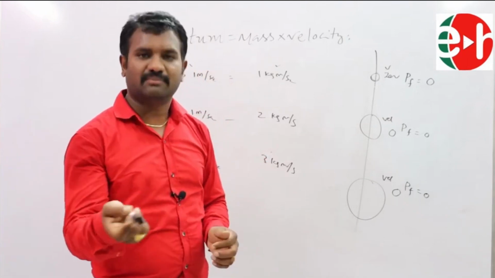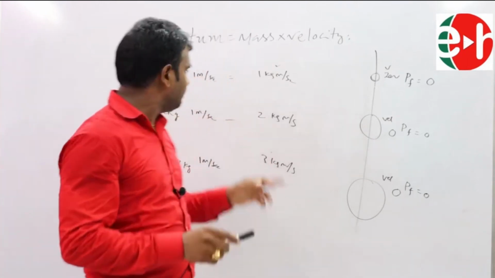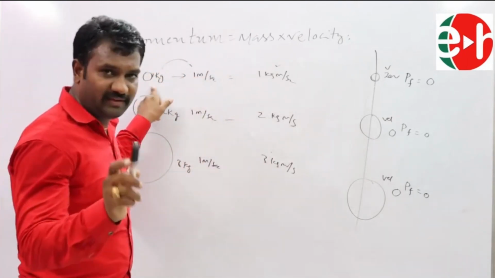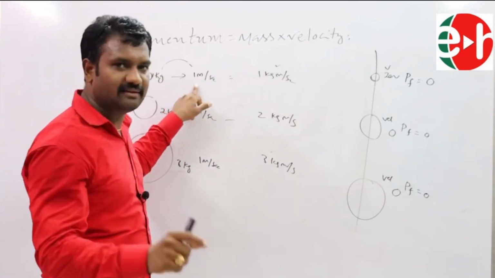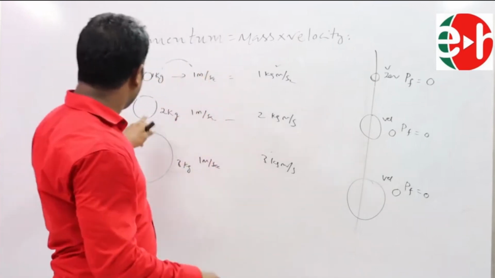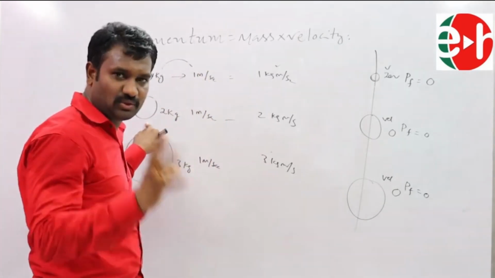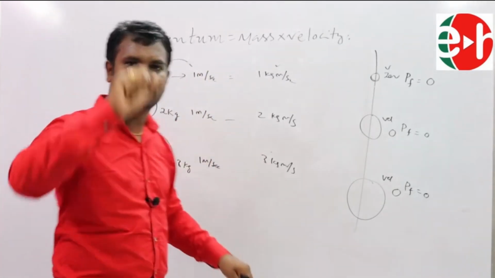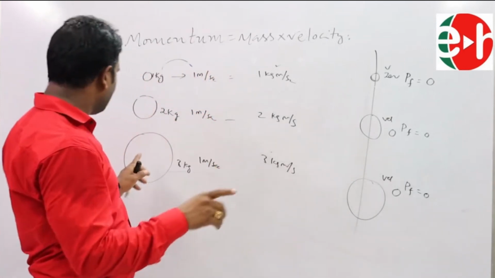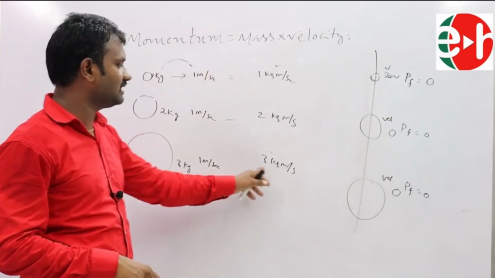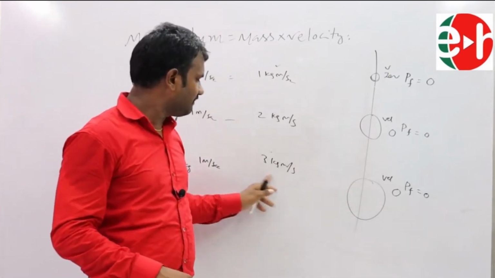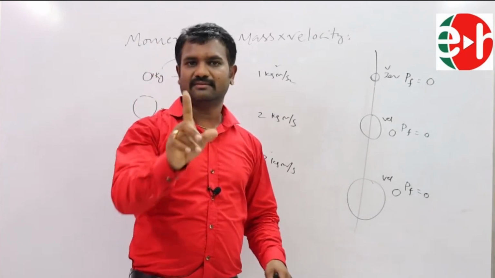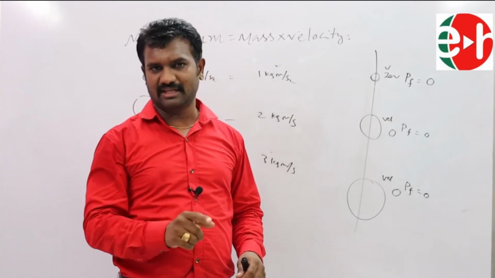Let me take one live example, then you can understand. For example, I am hitting you with this small stone with 1 meter per second speed, like this. I am hitting you with a 2 kg stone, means a bigger stone, with the same velocity. I am hitting you with a 3 kg stone with the same velocity. The velocities are the same, the stones' masses are different.